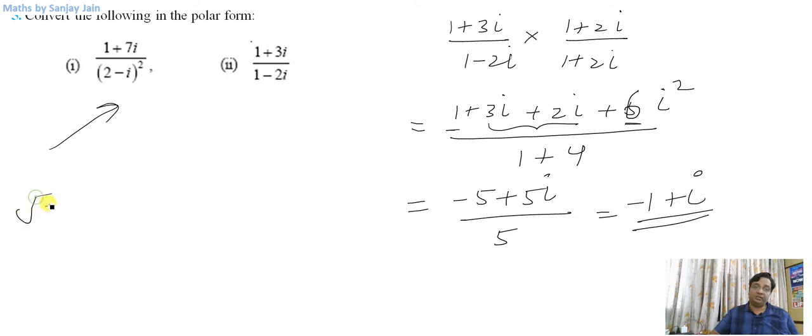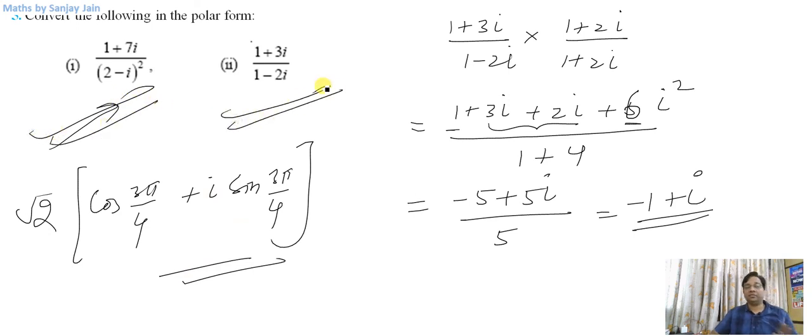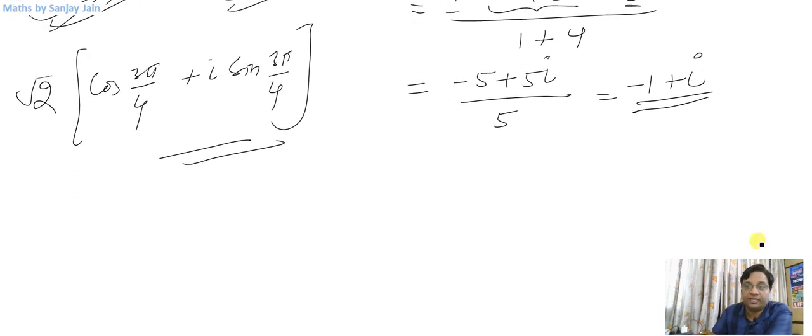It will also have the polar form root 2 (cos 3 pi by 4 plus iota sine 3 pi by 4), right? Essentially this and this complex number have got the same magnitude and same argument, because they are the same complex number written in different forms.